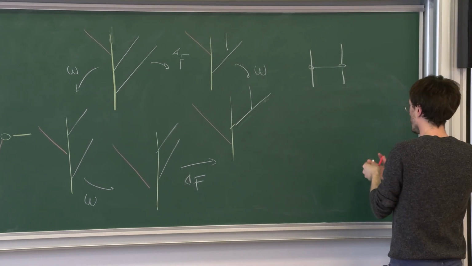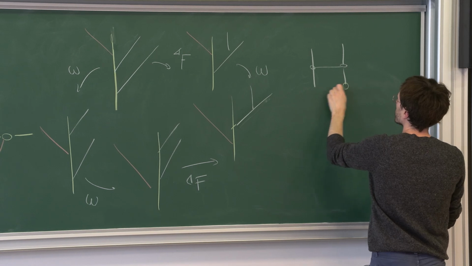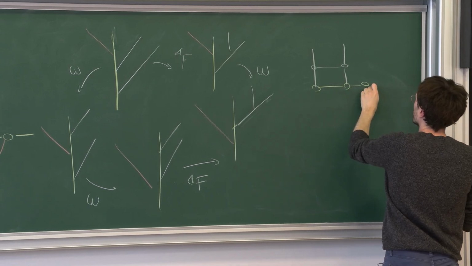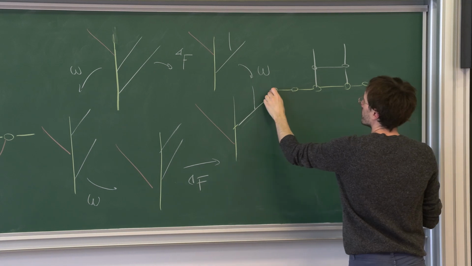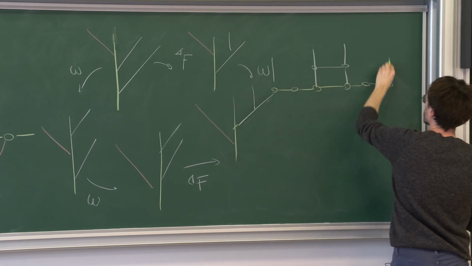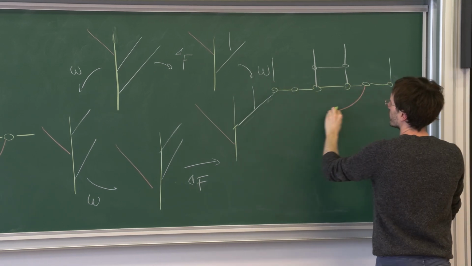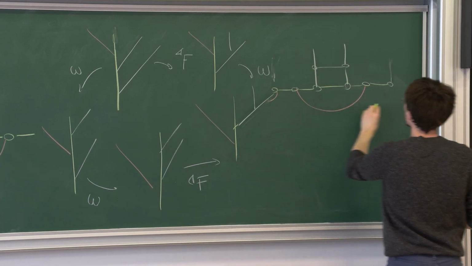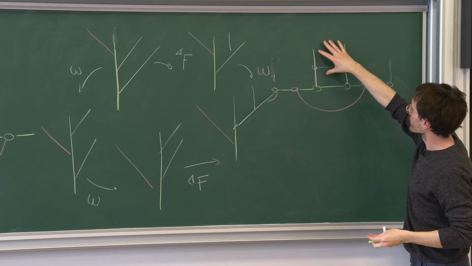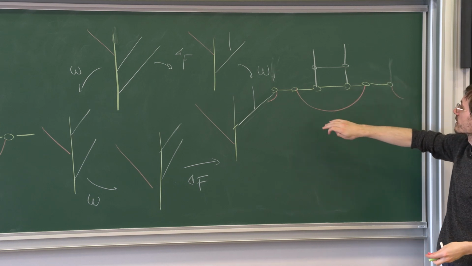So if I consider this configuration, it keeps going like this, and here I have my action. Locally, let's say this is the action of my Hamiltonian. The symmetry looks like this.